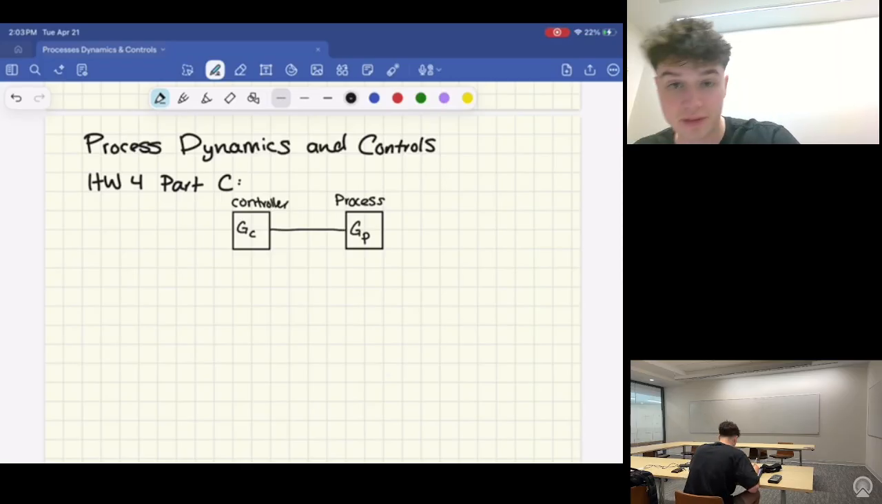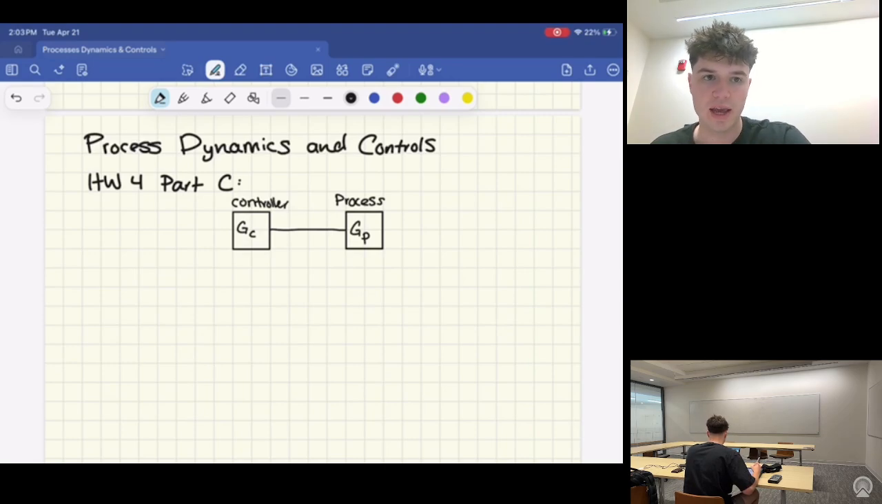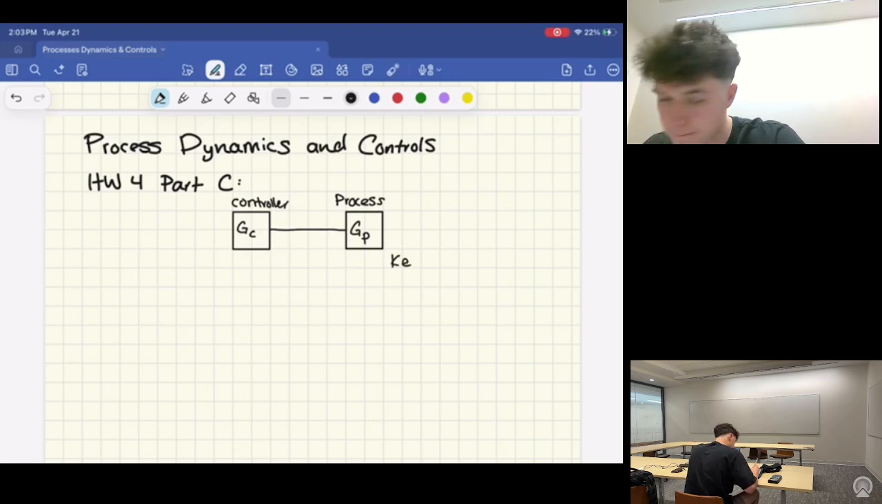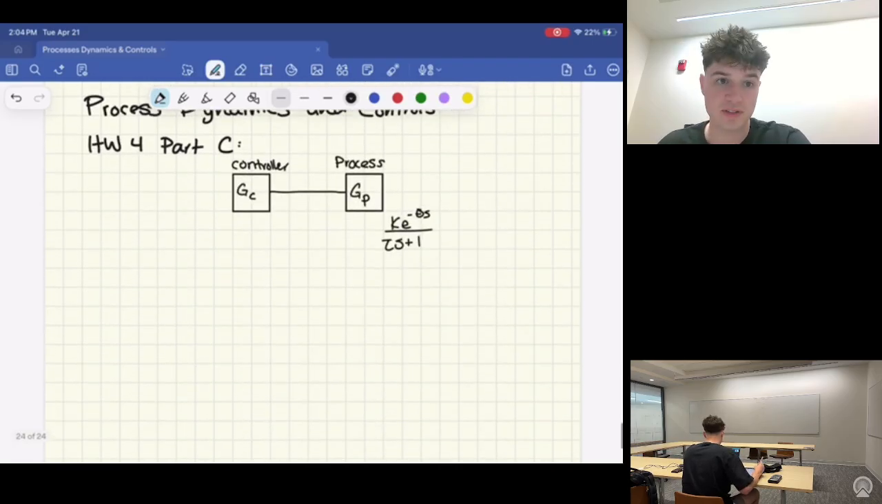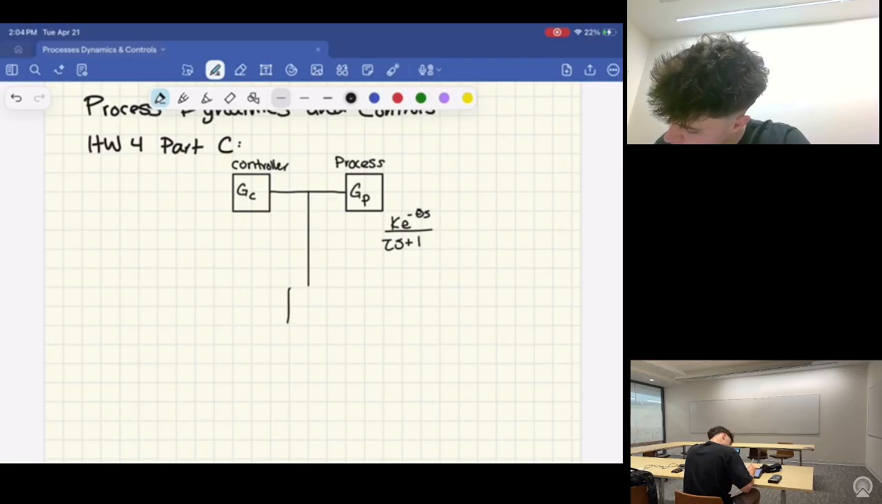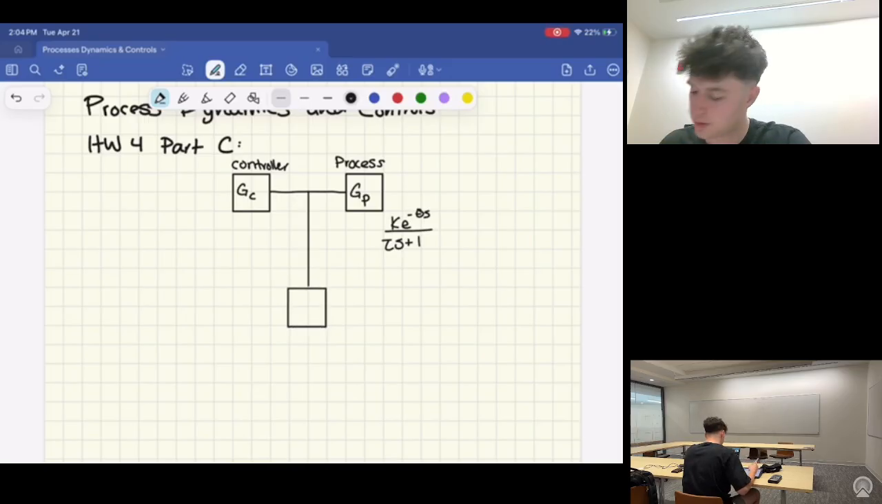And then here, we're going to have an equation assigned to this process box, and that is going to be K e to the power of negative theta s over tau s plus 1. Again, these are derived from the equations that we did in previous videos. And then we are going to have a straight line going down to another box. This box is going to be G bar P of the process, and this formula is going to be K bar over tau bar s plus 1.